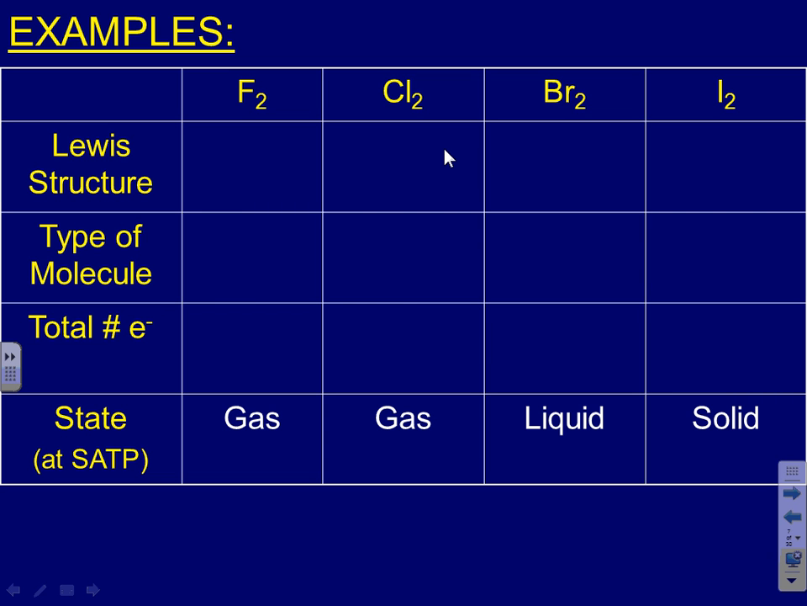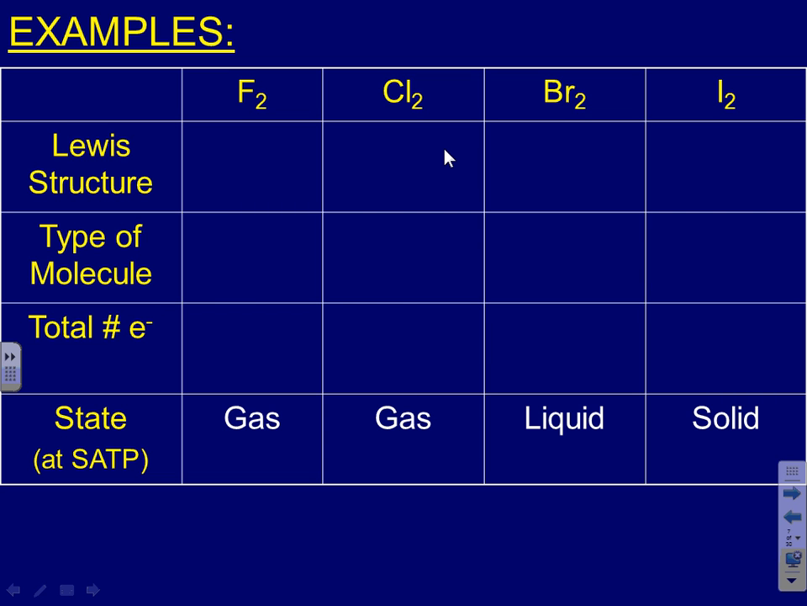Type of molecule, I'm looking for polarity here, whether it's polar or nonpolar. Total number of electrons. That's just adding up the electrons. So total electrons might be an important part of the grid. And I'm already giving you the answer to this. If we take a look at our periodic table, we can see that as you move from F to Cl to Br to I, we go from gases to liquid to solid. So let's see if we can make some sense out of it.